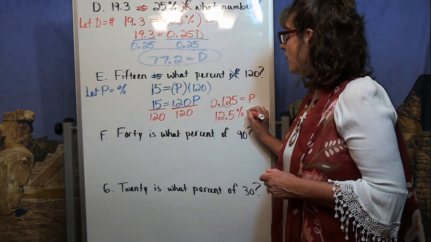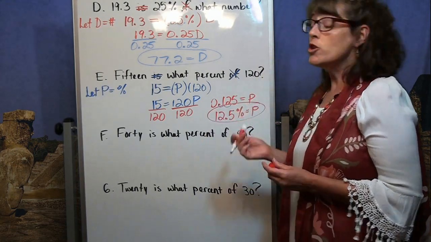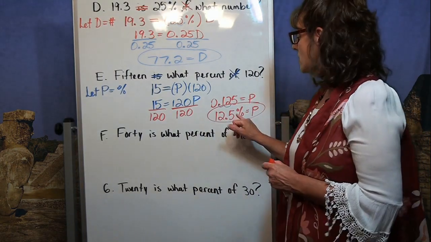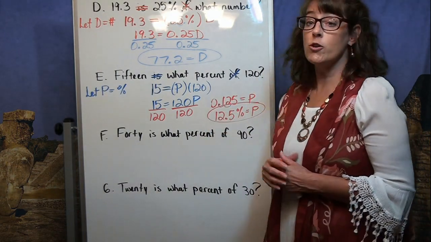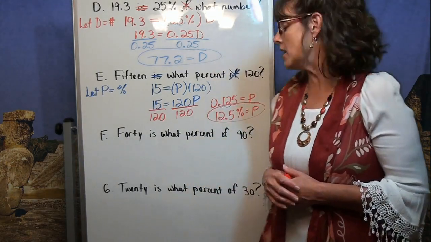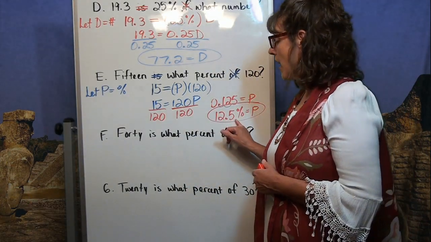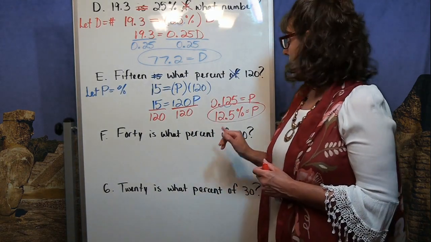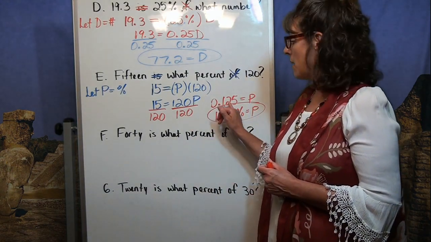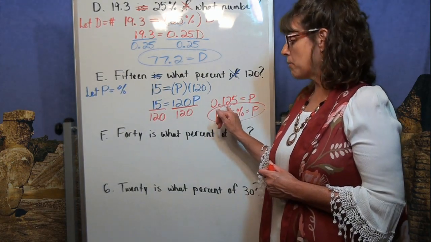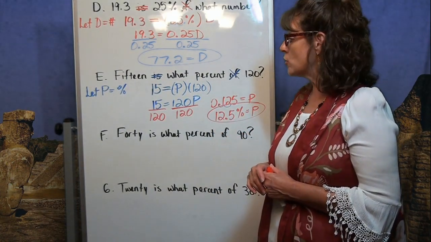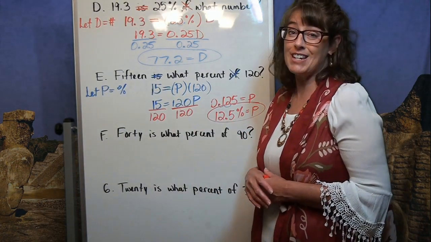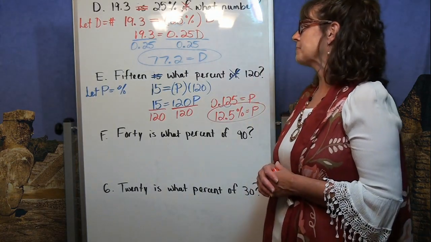And 12.5 is the percentage. You can check this because you can take 12.5% of 120 and you're going to come up with 15. If I take 12.5% and multiply it to 120, that means I'm going to turn this into the decimal format, which is right here. And when I take 0.125 times 120, I do in fact get a 15. So I know that it's right.